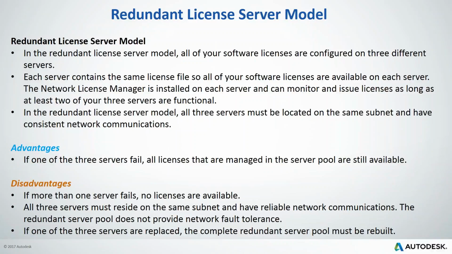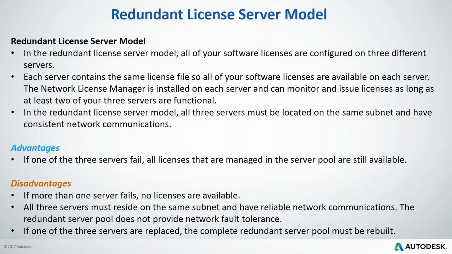Okay, next, redundant license server model. All of your software licenses are configured on 3 different servers. So each server contains the same license file, so all of your software licenses are available on each server. The network license manager is installed on each server and can monitor and issue licenses as long as at least 2 of your 3 servers are functional. So these are the things that you have to take note of.